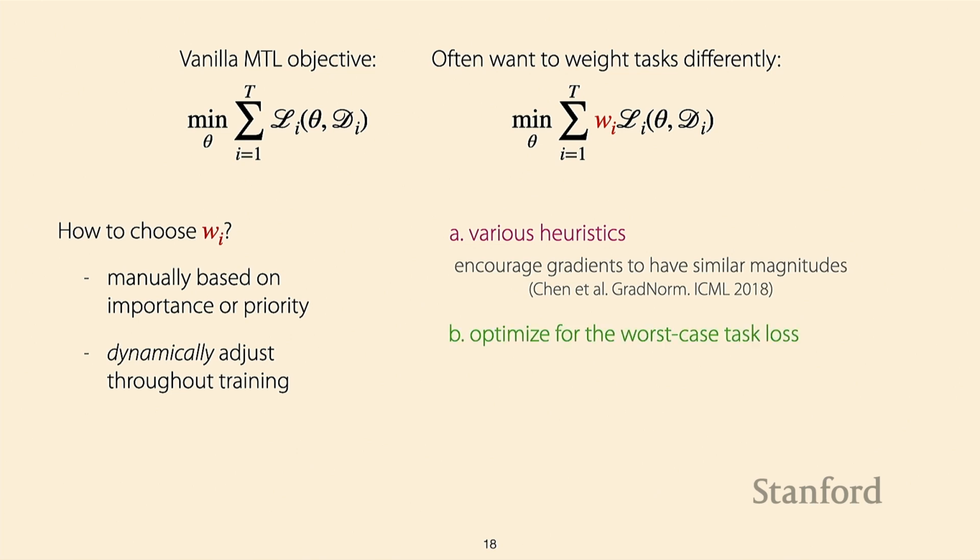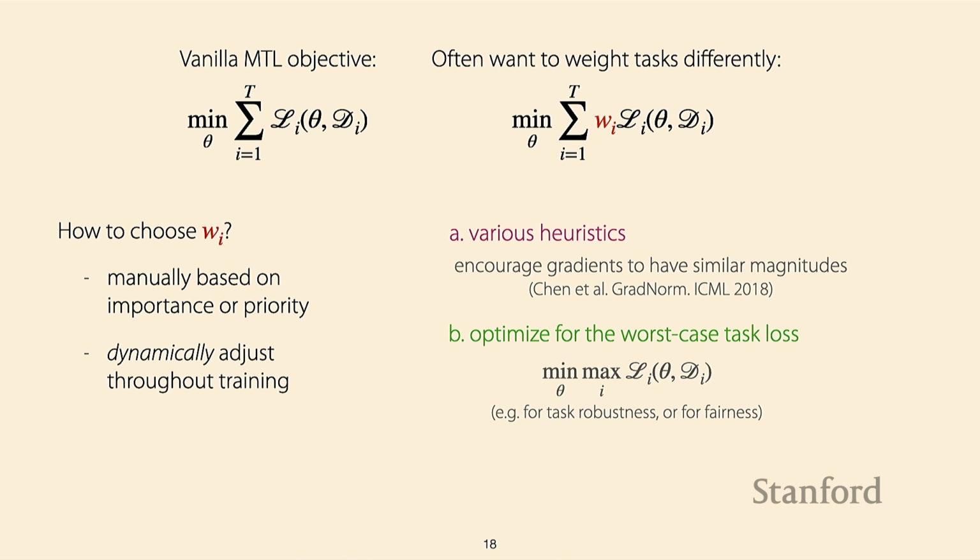Now, the other approach that I want to mention here, which actually came up before, is you could optimize for the task that is doing the worst. In particular, you can formulate this as a minimax optimization, where at each point in training, you pick the task that has the highest loss, and you update the parameters on that task. And this is going to basically try to normalize or equalize the tasks to some extent. And this is relevant when you think that all of the tasks matter equally.